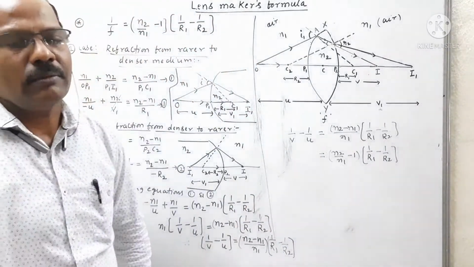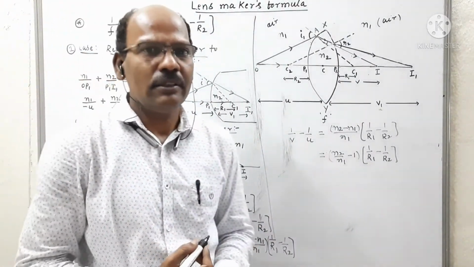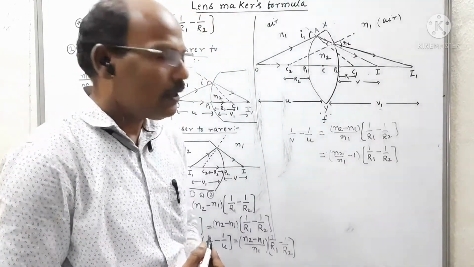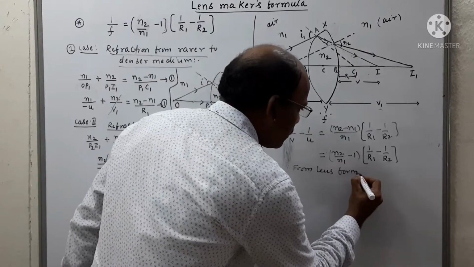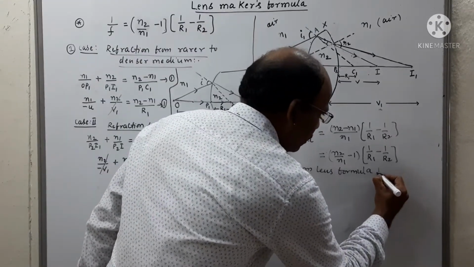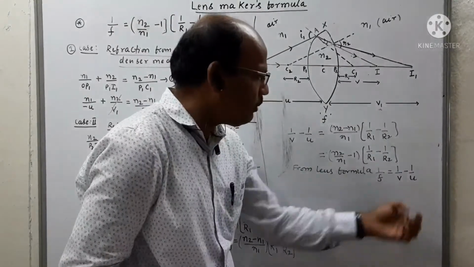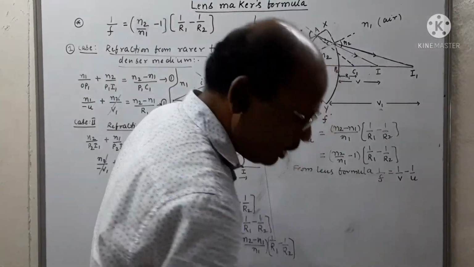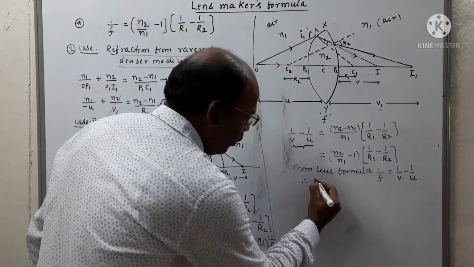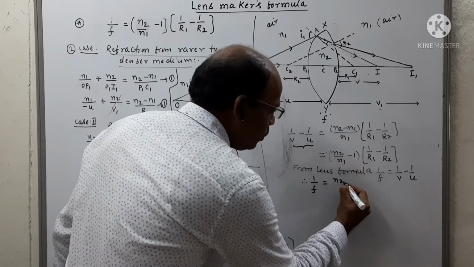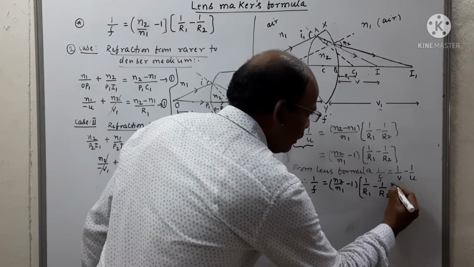We know the relation between the focal length of the convex lens, object distance U and image distance V, which is the lens formula: 1 by F is equal to 1 by V minus 1 by U. So from the lens formula, or lens equation, in place of 1 by V minus 1 by U, simply we can substitute 1 by F. Therefore 1 by F is equal to (N2 by N1 minus 1) into (1 by R1 minus 1 by R2).